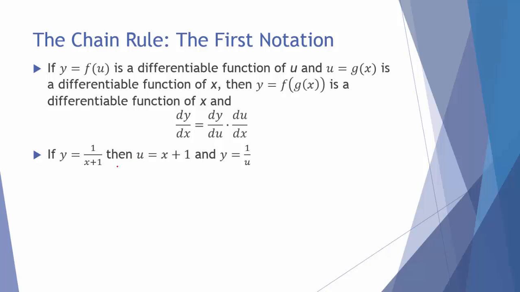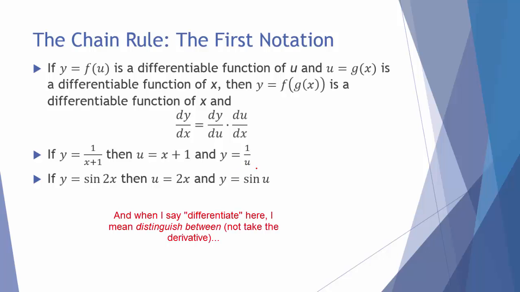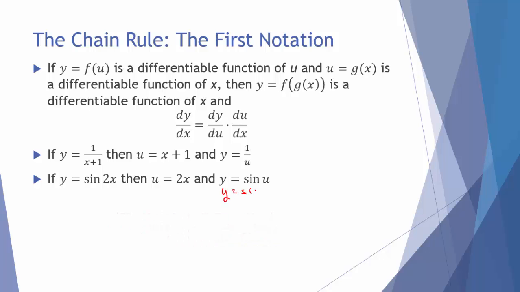So what we do is we say u is the inside, the x plus 1, and y is what you get when you take 1 divided by u. If you have y equals sine of 2x, then what we mean by u is the inside part. U is 2x, and y is sine u. So what we're trying to do is differentiate between the inside and the outside functions. But if you say u equals 2x, you can't then say y equals sine x, because it doesn't. It's sine of 2x. So you have to basically use what's called a dummy variable inside this function to indicate it doesn't have x's in it. It's got this entire function in it.